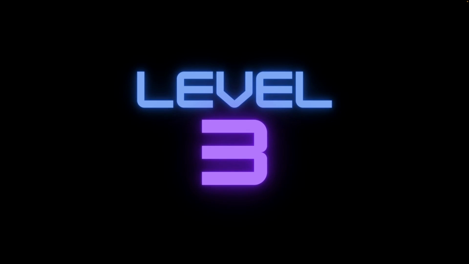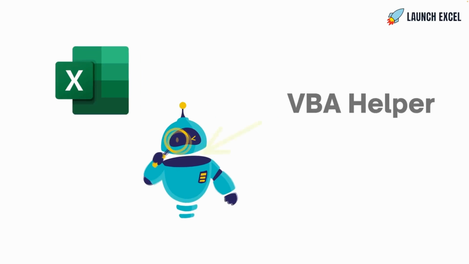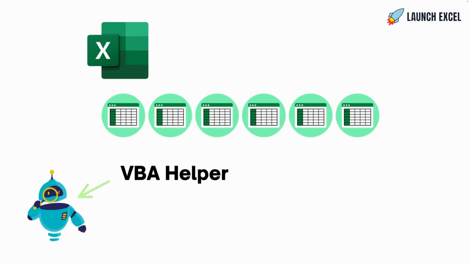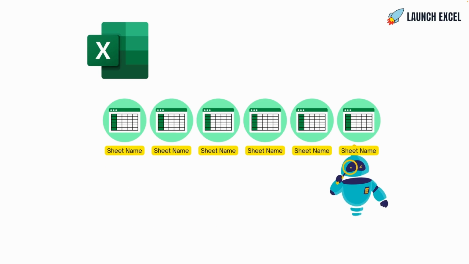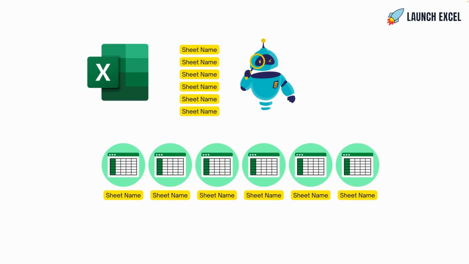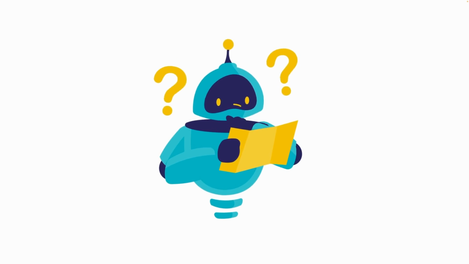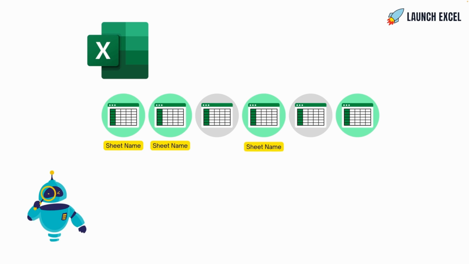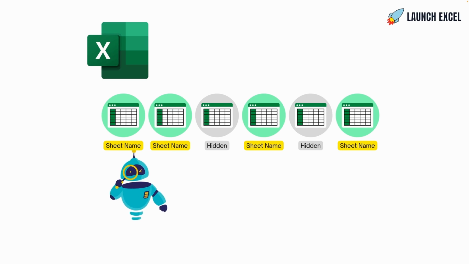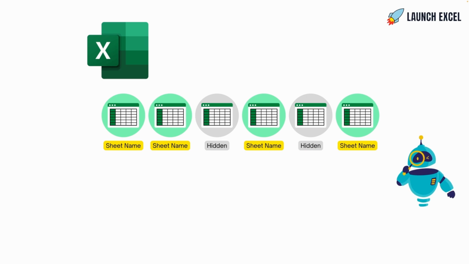Level 3. It's time to automate. We'll use our VBA helper to list all the sheets for us. It will go through each sheet and write down the sheets one at a time, like this. But wait, isn't that the same as what we did with formulas? No, because we're going to add a new feature. If there are hidden sheets, our VBA helper can skip over them. Let's see how it's done.